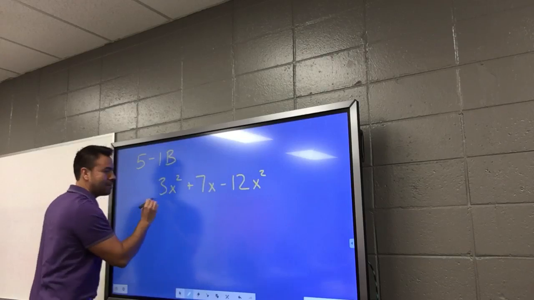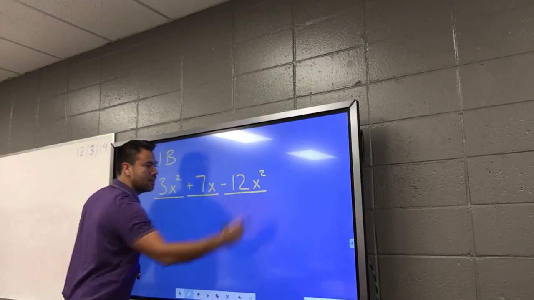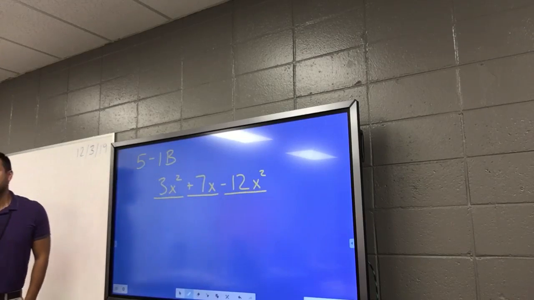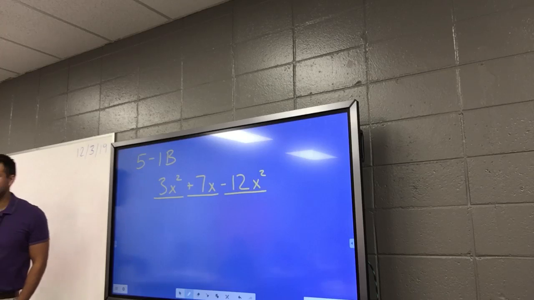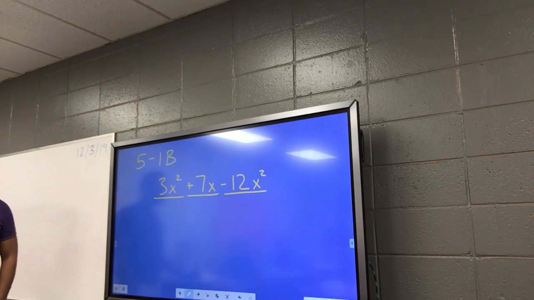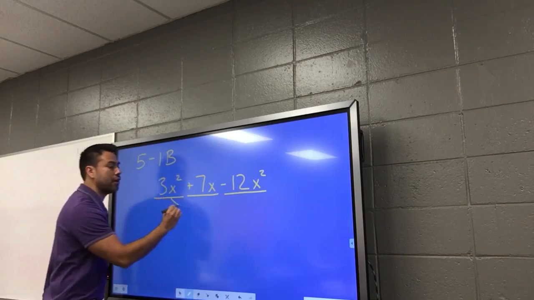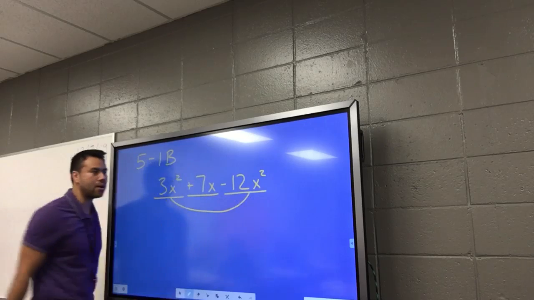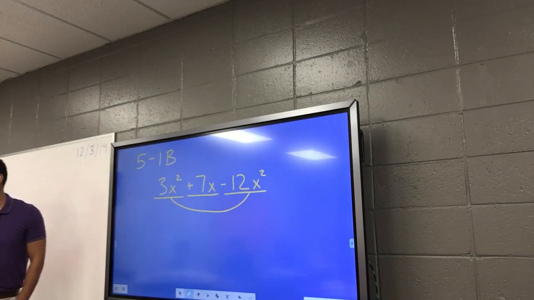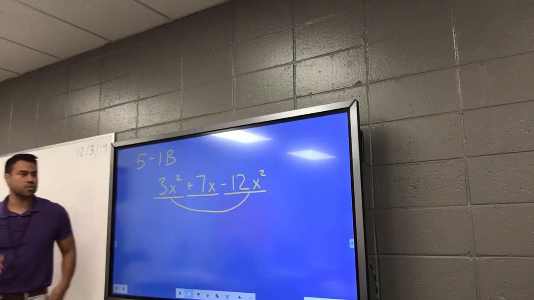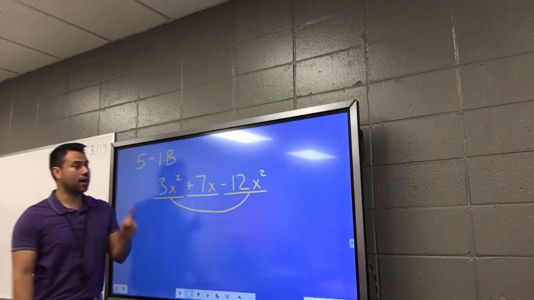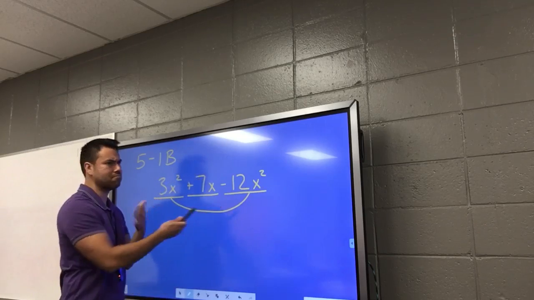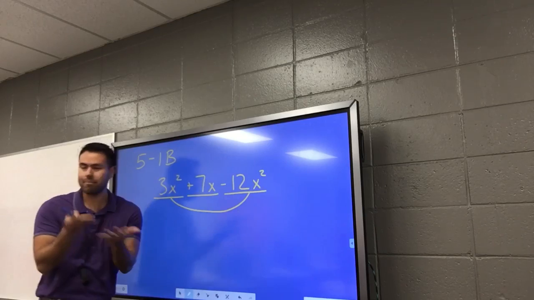All right. I'm going to underline the terms. Are there any like terms? Like terms, right? 3x to the second power and negative 12x to the second power. Very good. Why are they like terms? One of them is positive, one of them is negative. That doesn't make them like terms. One's at the beginning, one's at the end. That doesn't determine like terms. What makes them like terms?